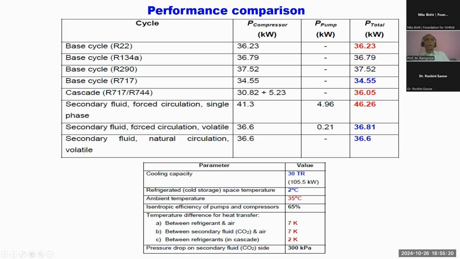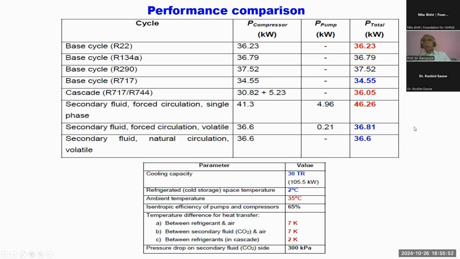Obviously, the base ammonia system, the base cycle, gives the best performance. It consumes about 34.5 kilowatt. So in comparison to that, you can see how the other refrigerants perform. And if I'm introducing a cascade, then there is a small power increase. Cascade means 2 vapor compression systems, as I mentioned. So here you can see that compared to the base cycle, there is a small increase in the power consumption. So cascade systems are excellent systems. Wherever we can use them, I think they're very good.